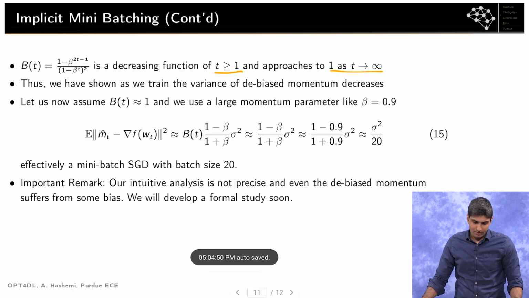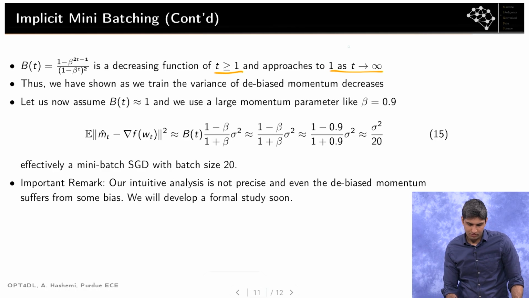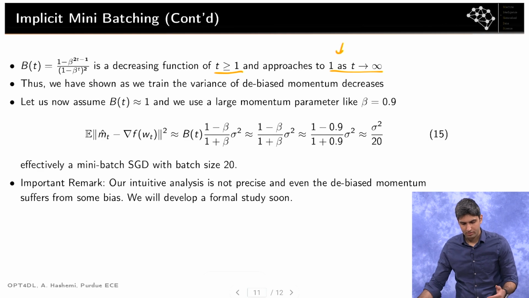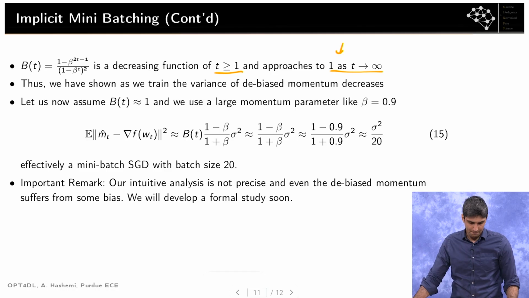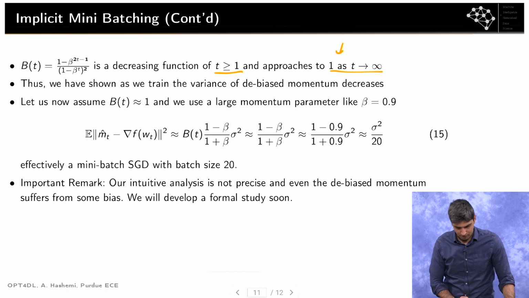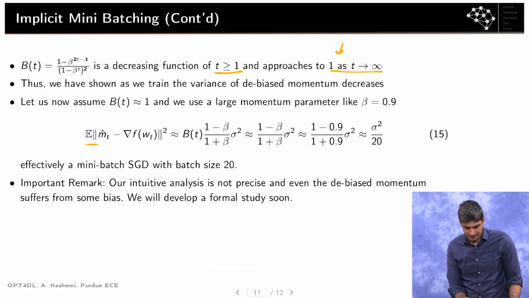Another idea is to use the assumption that b of t is equal to 1. This is not a bad assumption because as t goes to infinity, b of t becomes 1. So we want to see what will happen when we have trained our model for a sufficient number of epochs. Then the variance, which under our simplifying assumption was calculated to be given by this expression, is approximated as (1 minus beta) divided by (1 plus beta) times sigma squared.